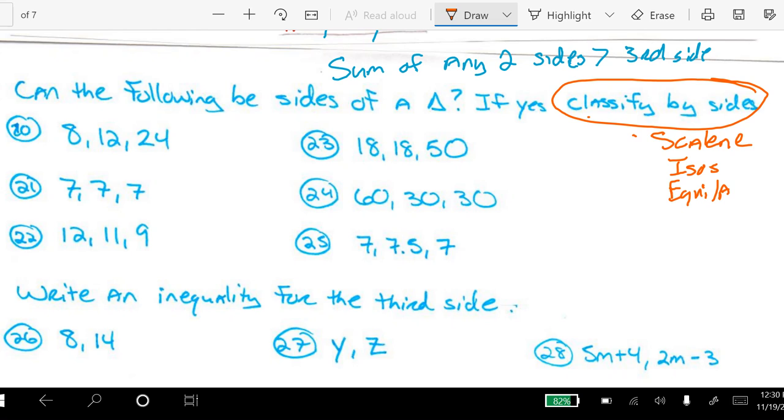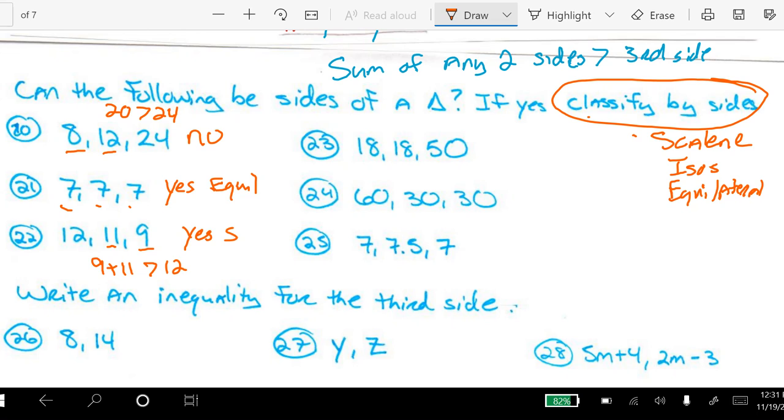All right. So for the first one here, we're going to have a no for 20 because 8 and 12, that's only 20. It's not greater than 24. It has to be greater than the third side. For number 21, if they're all equal, it's always yes, and it's equilateral. For number 22, you basically only need to look at the smaller two. We take the smaller two. It has to be greater than 12. That's going to be a yes, and it's scalene.